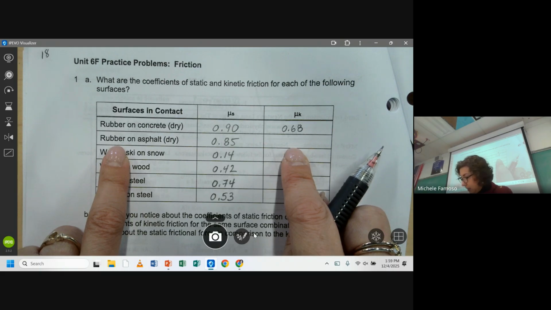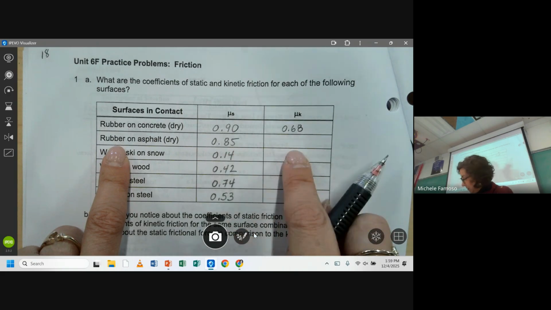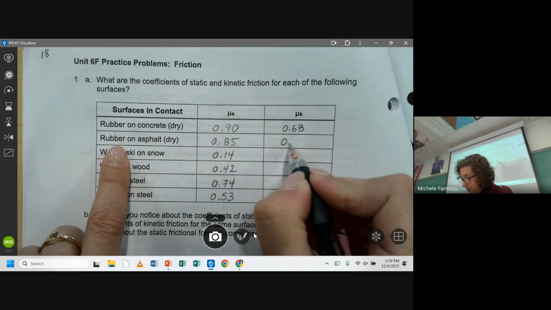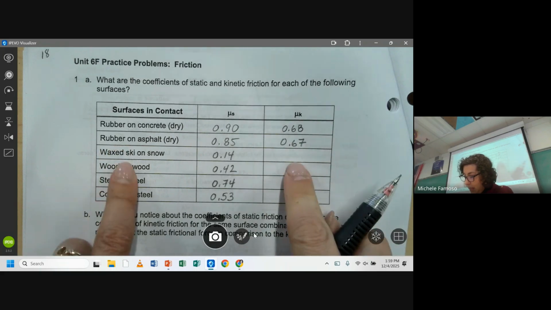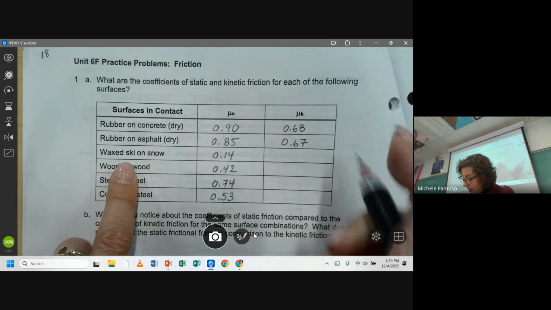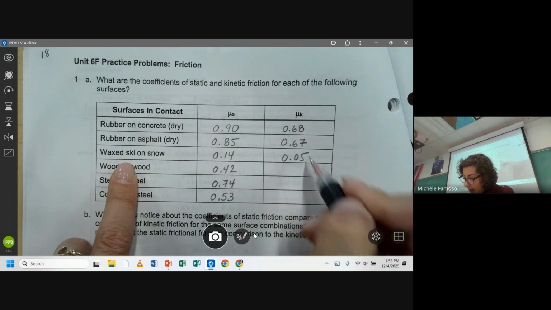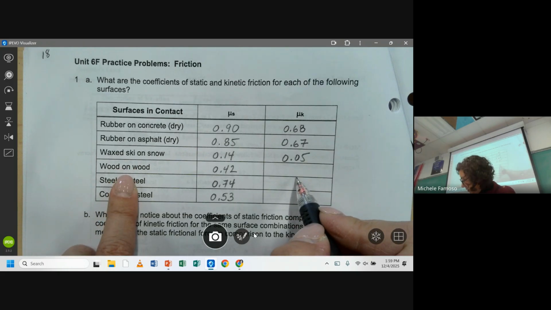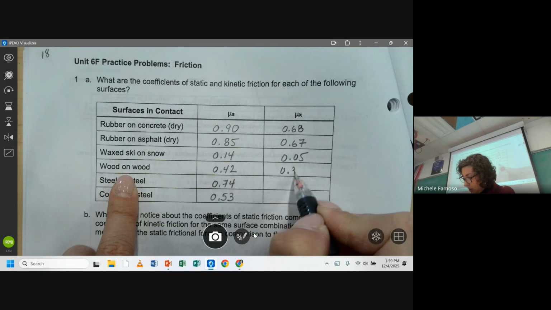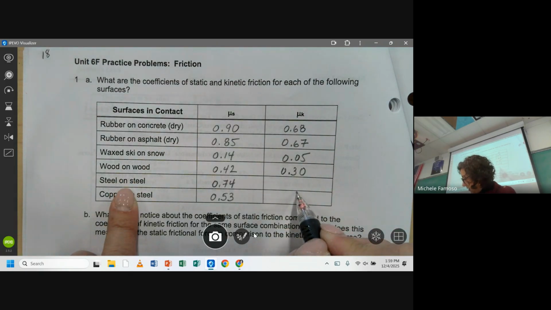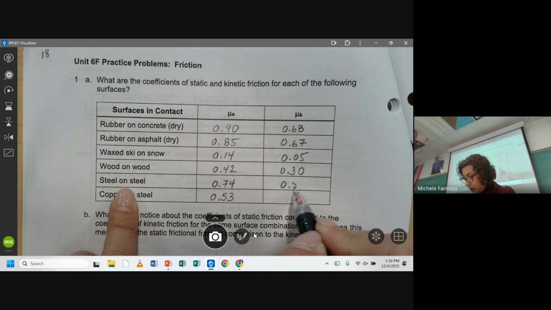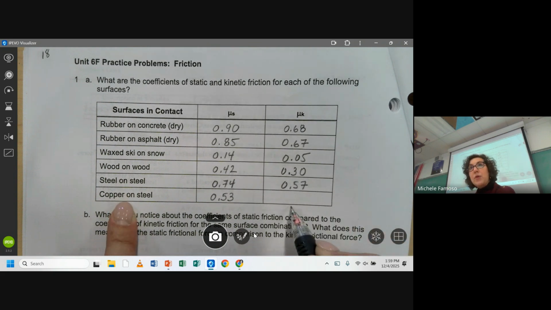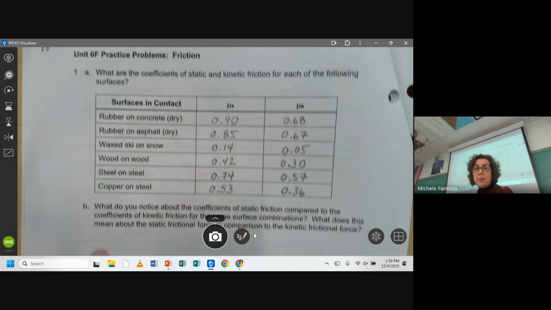No. That's the static one. There you go. How about wax ski on snow, Huzaifa? Yeah. Anya, how about wood on wood? 0.30. Good. Morgan, how about steel on steel? 0.56. Good. And Manor, how about copper on steel? Good. All right. So let's now go to part B.